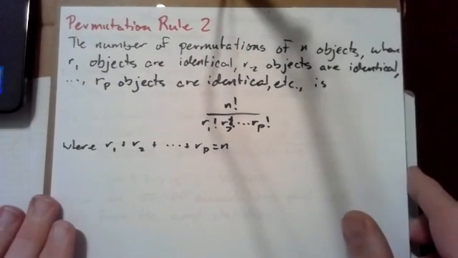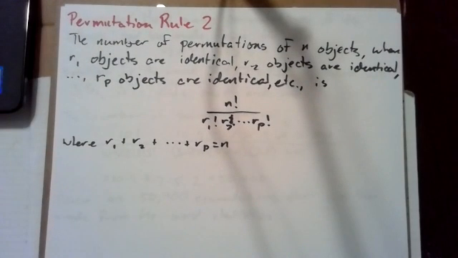Permutation Rule 2. The number of permutations of n objects when r1 objects are identical, r2 objects are identical, and so on up to rp objects are identical, is n factorial divided by r1 factorial times r2 factorial times, and so on, up to rp factorial, where r1 plus r2 and so on up to rp is equal to n.